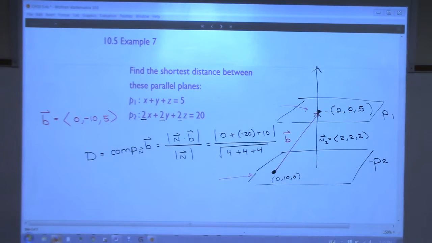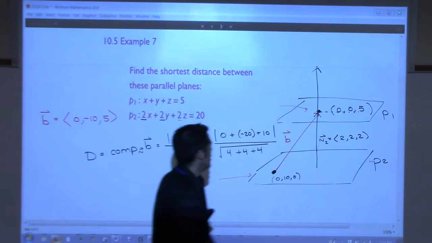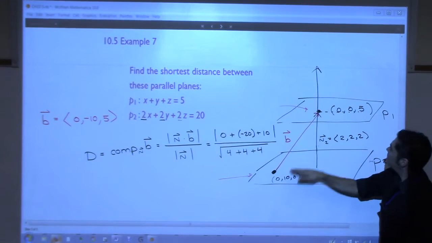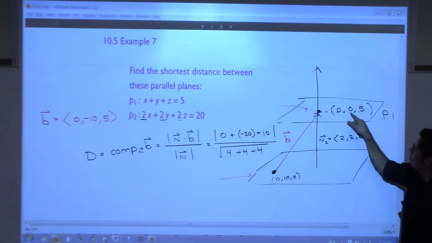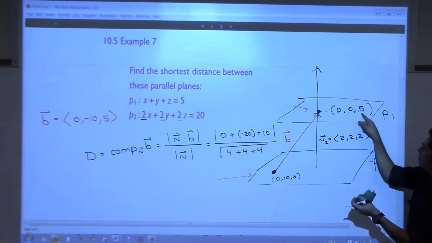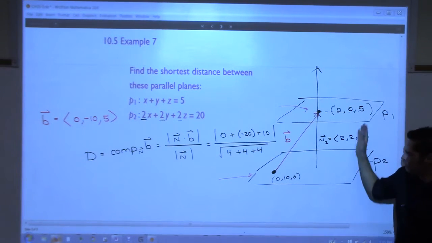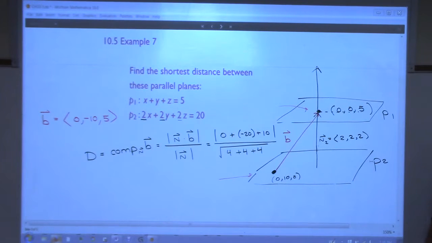Oh man, I erased it. Well, no, you can do it here. The b is the vector that goes from here to here. So you do 0 minus 0, which is 0. 0 minus 10 is negative 10. 5 minus 0 is 5. Got it?